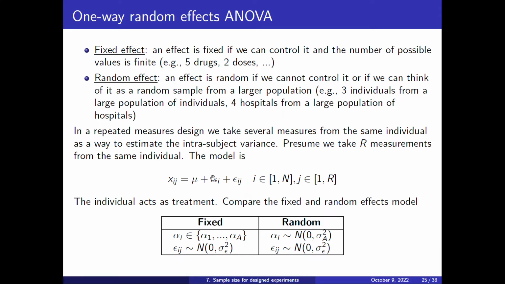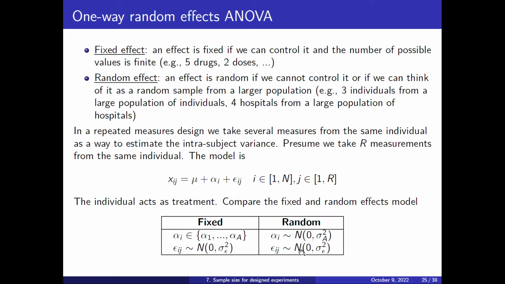The difference between fixed effects and random effects is that fixed effects assume that these are discrete values that we are interested in. So for instance, we have 5 drugs, 2 doses, whatever, and we want to see what the effect of these 5 drugs or these 2 doses is.